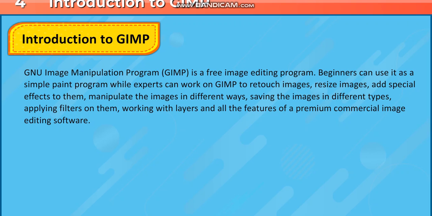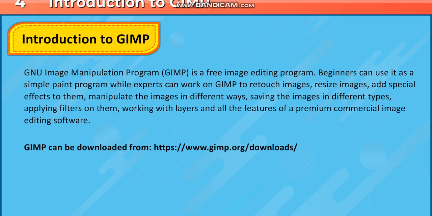Beginners can use it as a simple paint program, while experts can work on GIMP to retouch images, resize images, add special effects to them, manipulate the images in different ways, save the images in different types, apply filters on them, work with layers, and use all the features of a premium commercial image editing software. GIMP can be downloaded from https://www.gimp.org/downloads/. This chapter gives an introduction to the basic tools in GIMP.